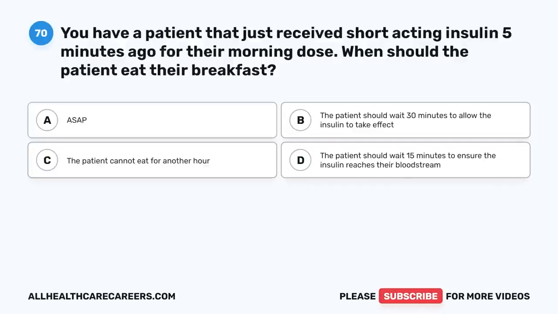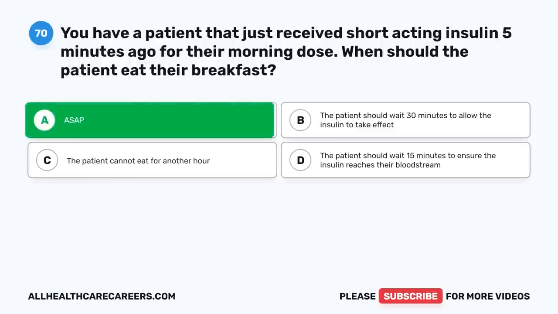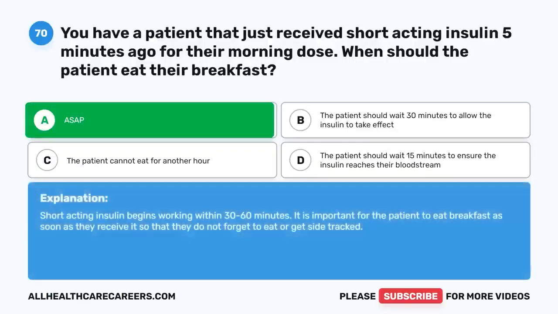Question 70. You have a patient that just received short-acting insulin 5 minutes ago for their morning dose. When should the patient eat their breakfast? A, ASAP. B, the patient should wait 30 minutes to allow the insulin to take effect. C, the patient cannot eat for another hour. D, the patient should wait 15 minutes to ensure the insulin reaches their bloodstream. The correct answer is A, ASAP.